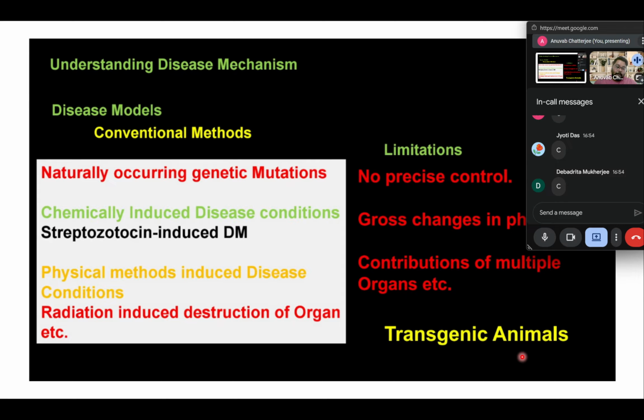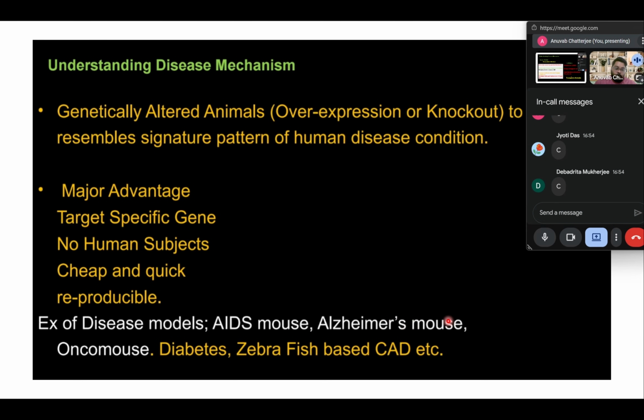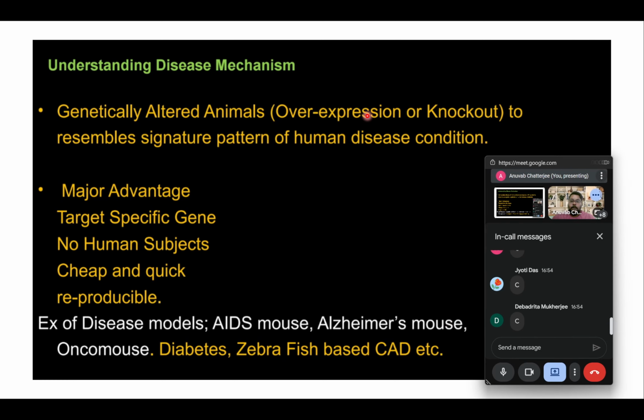But transgenic animals can counter all these limitations because these animals have the disease on a genetic level, which would be what you will see in humans that have genetic diseases. So you can study it much easier. So genetically altered animals or GMOs, which are made from overexpression or knockout of a particular gene, resemble the signature pattern of human disease conditions.